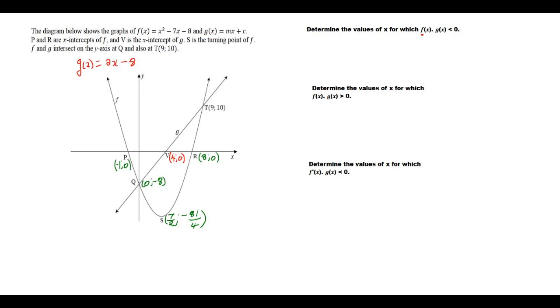So now the first question is, determine the values of x for which f at x multiplied by g at x is less than 0. Here we are multiplying two graphs so that at the end of the day we get a value that is less than 0, a value that is negative. The quickest way of solving this is to remember that when we say less than 0, and two graphs are being multiplied with each other, the two graphs will be in two different quadrants. One will be positive and at the same time one will be negative.